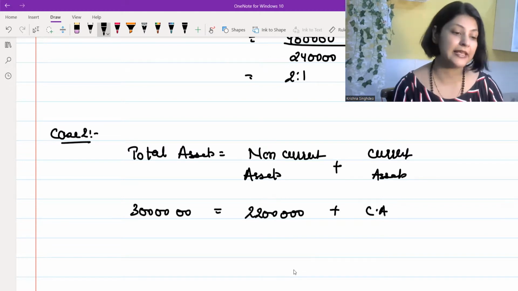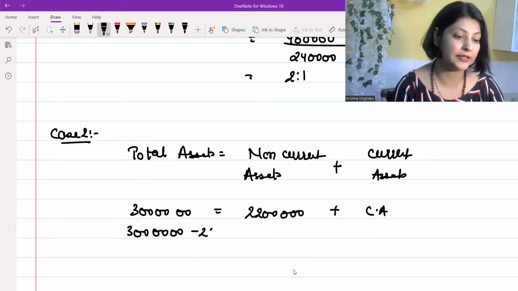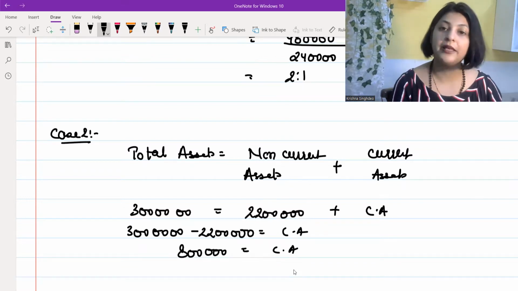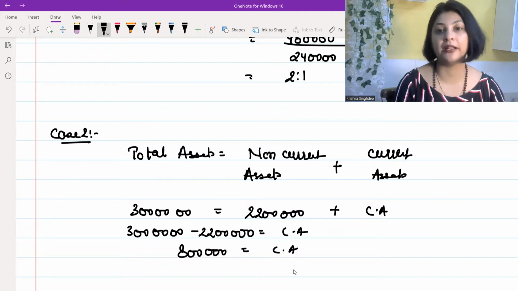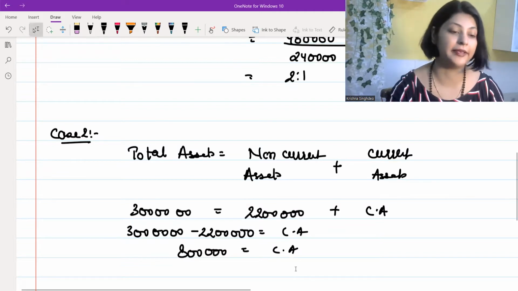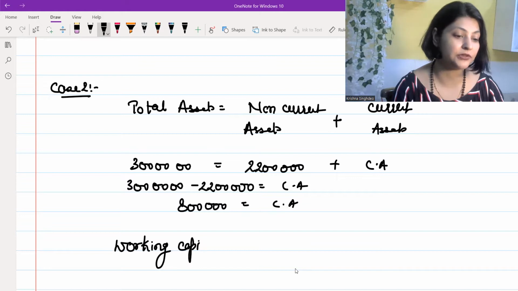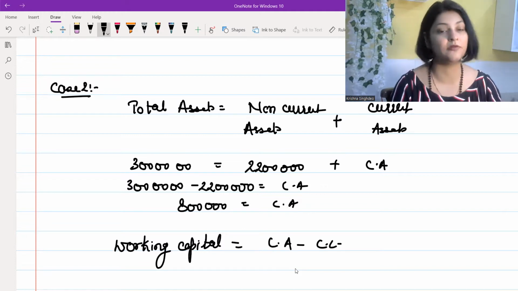Now by change of place, I will find out what is current assets. 30 lakh minus 22 lakh is your current assets. So your current assets are 8 lakh rupees. Now that I know my current assets, I can easily find out my current liabilities by applying the formula of working capital. So see, what is the formula of working capital? As I had told you in the previous case also, working capital is excess of current assets over the current liability, meaning CA minus CL is your working capital.